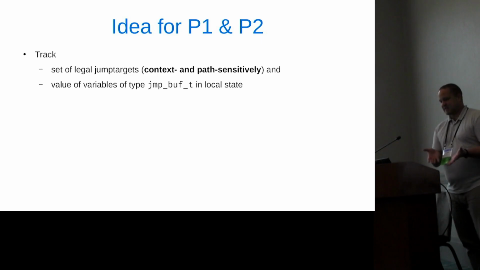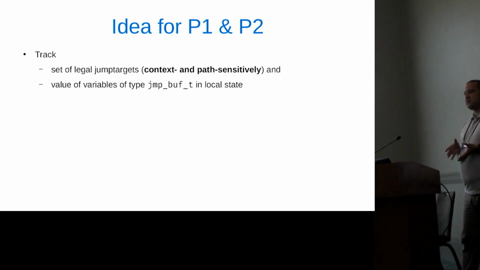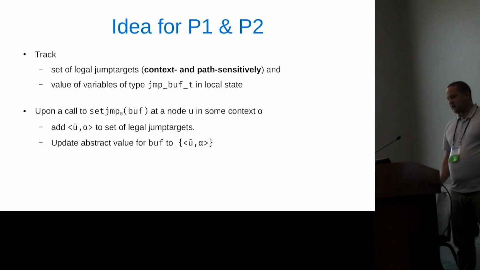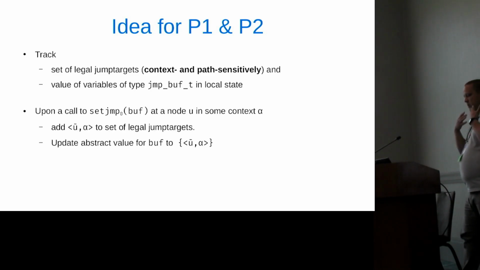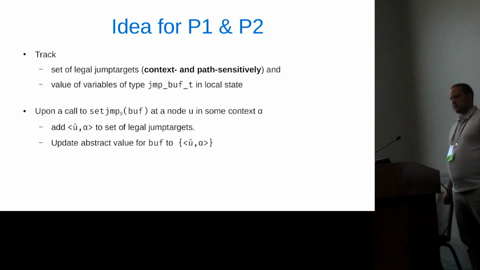Okay, as I said, we want to track the set of legal jump targets, and we do this context and path sensitively here, and the value of variables that have this type jump buff t in the local state. When I do a set jump, if I set the jump buffer at some node u in some context alpha, I say, okay, for the code that follows now, u bar in alpha is a valid thing that I could jump back to. And I also update the abstract value for this argument buff to the thing that I've just set it to.